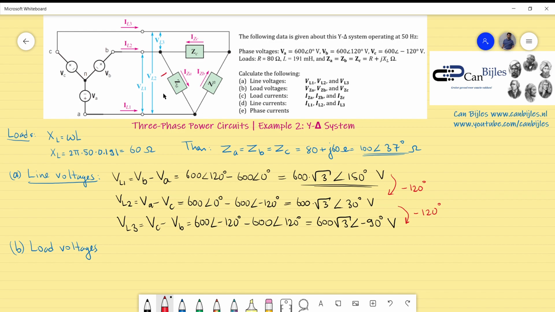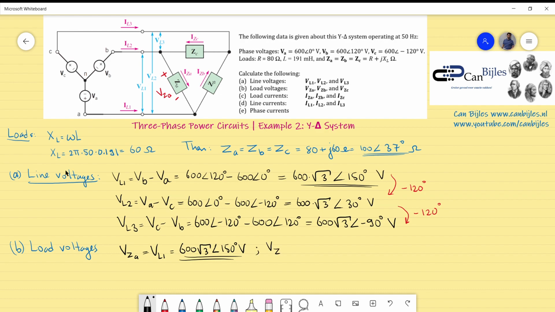I have the plus at this side and a minus at this side, and the voltage we are considering is VZ of A. That's the voltage we would like to determine, but this is exactly the same voltage as VL1. So I can say the load voltage for impedance ZA is exactly the same as line voltage 1, because it's just in parallel. And we already calculated that, so that's 600 times square root of 3 with phase 150 degrees. Okay, that's for the first one.